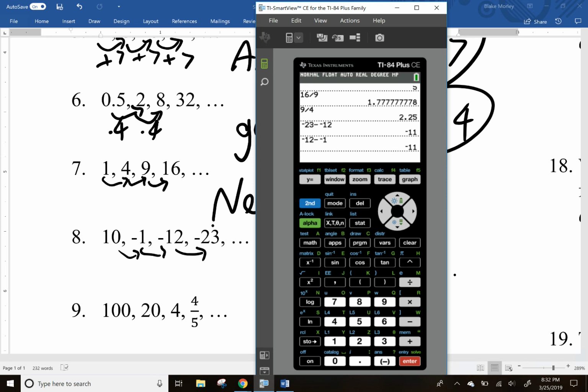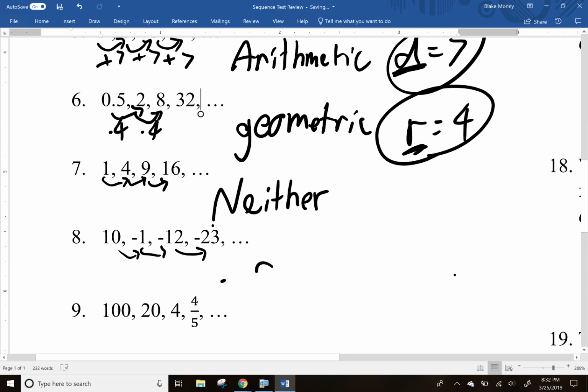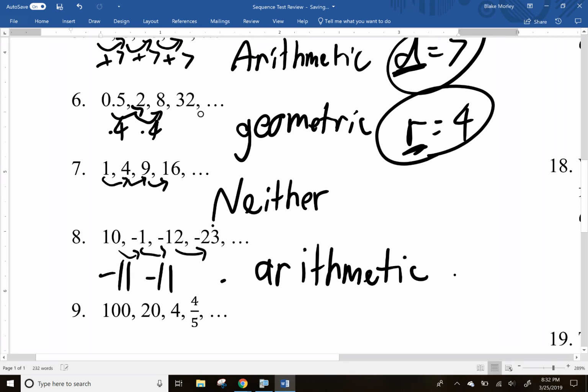So this is probably arithmetic, but let's test the last one. Negative 1 minus 10, also negative 11. So that tells me that, yes, this is arithmetic, and that we're technically adding. Well, it's adding negative 11, but adding negative 11 is kind of like subtracting 11. So what's going on is we're subtracting 11 every single time to get from one term to the other.